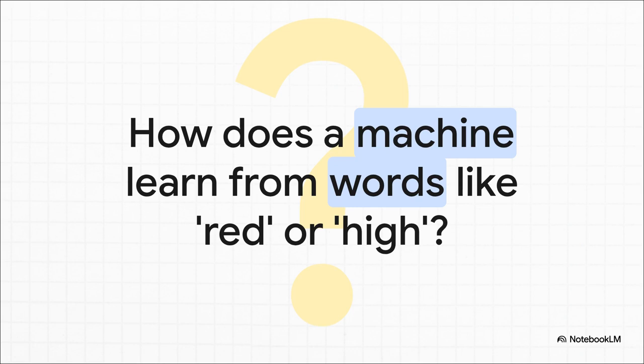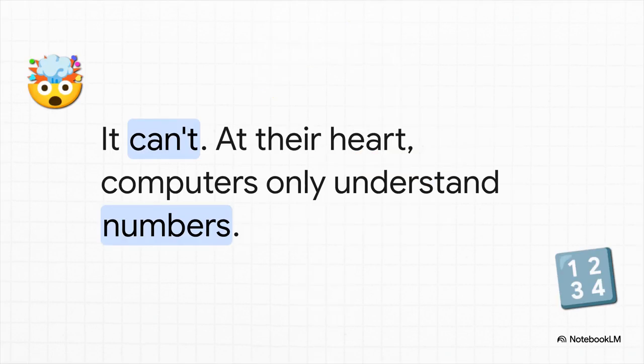How on earth does a machine, a thing that runs on pure logic and numbers, learn from a word, something like the color red, or a concept like high? Well, the short and simple answer is, it can't. Not directly, anyway. See, at their core, computers are just unbelievably fast calculators. They don't get concepts, they don't get categories, they only get one thing: numbers. And that's the puzzle we have to solve.